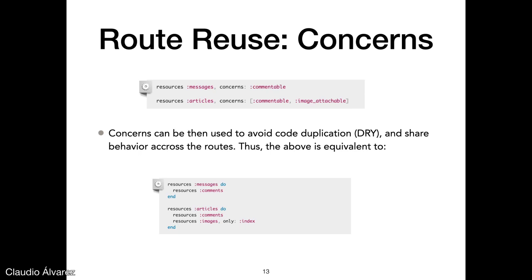And the consequence of this is shown below. Below you see code that is the equivalent of the above. You see that the first declaration translates to messages having nested comments. In the second case, you see that articles have comments nested as well as images. So concerns are basically to reduce, we could say, code reuse. It's for drying your code. It's to avoid repeating yourself, right? It's simply for code reuse, and it's a good practice. So I'm showing you that if you want to use it.